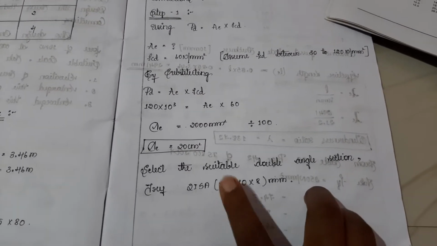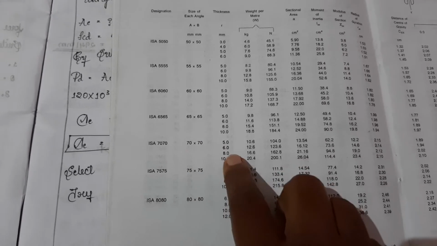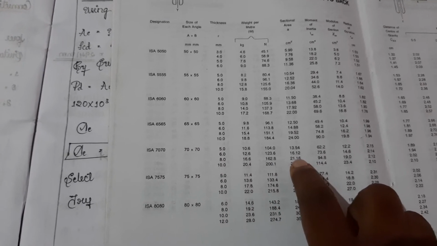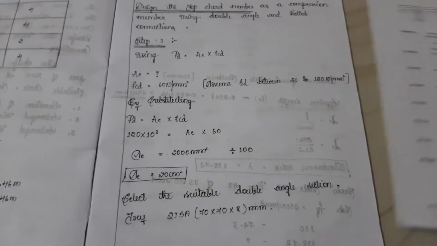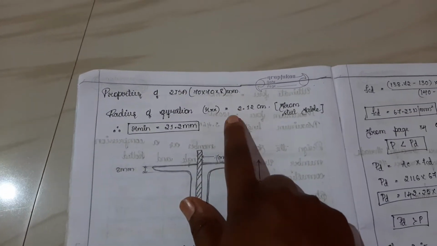Try 2 ISA, it is nothing but double angle 70 by 70 by 8. Why do I say take 8? 70 by 70 by 8 mm thickness. Your area is 21.16. After this you need to write down all the properties over here. Properties of 2 ISA 70 by 70 by 8, radius of gyration.